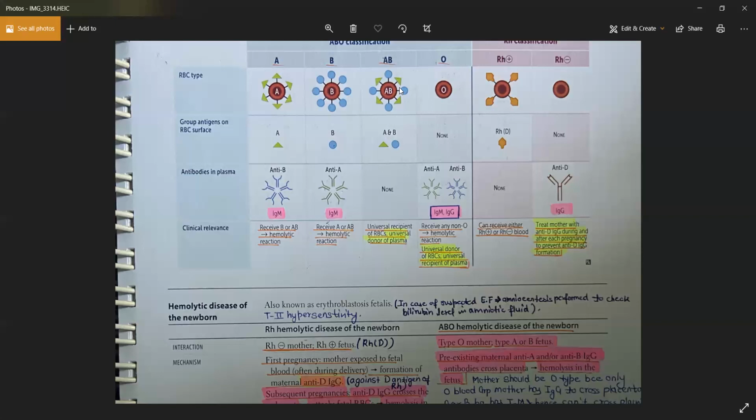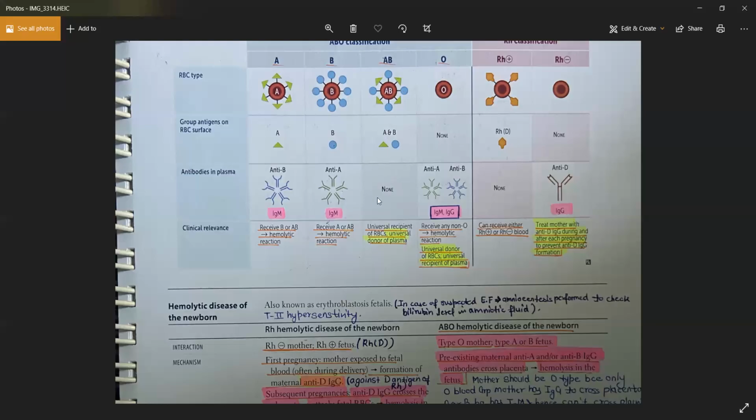So they cannot receive the plasma, but they can receive the RBCs, right? Because these RBCs have the A antigen and the B antigen, which are already present on the AB type of RBCs, right? And because they do not have any antibodies, no antibody will be there to attack the A or the B blood group, right?